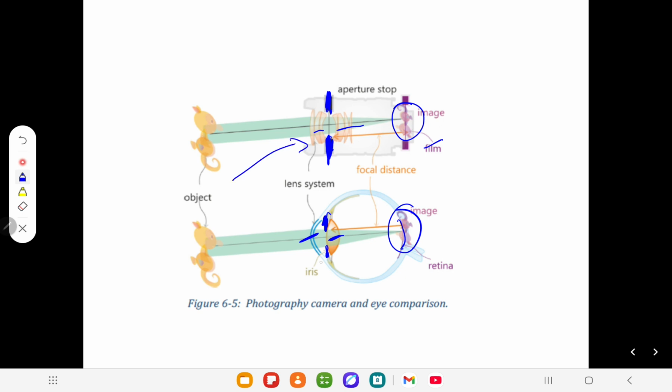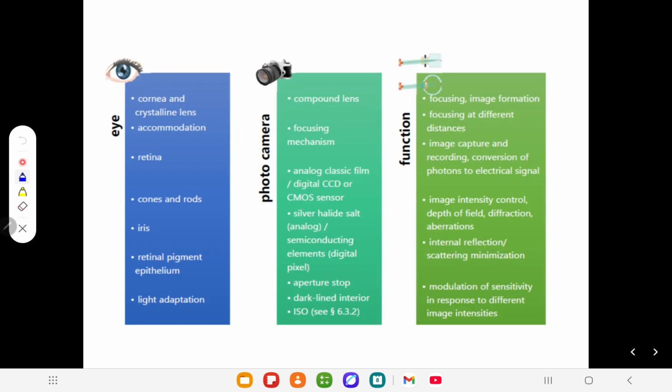But in our eyes, accommodation is a change in the radius of curvature of the lens, especially the front surface of the lens, isn't it? Okay, this is the comparison.